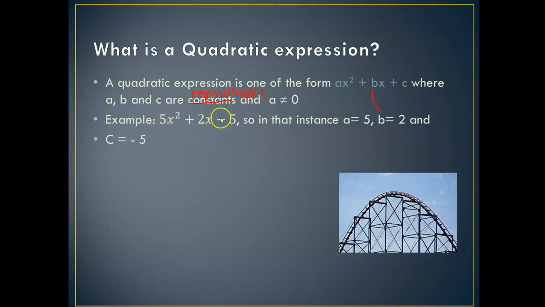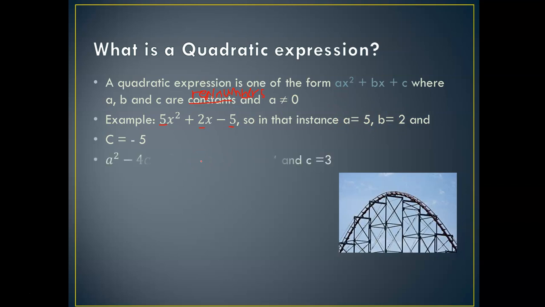An example of a quadratic expression: 5x squared plus 2x minus 5. That is an expression. In this case, a is going to be 5 because a is the coefficient of x squared, b is 2, b is the coefficient of x, and c is negative 5. You have to take into consideration the sign that is to the left of each term. So a is 5, b is 2, and c is negative 5.